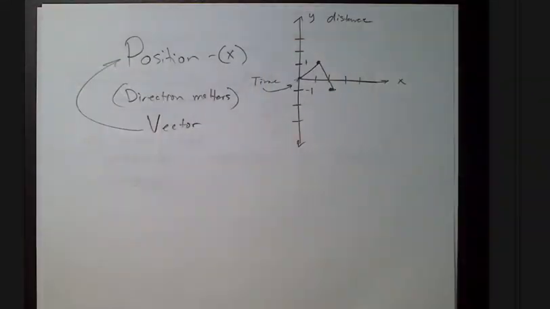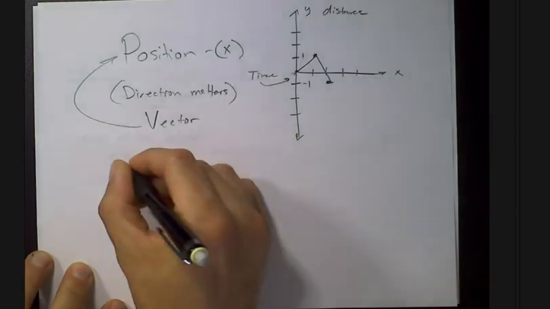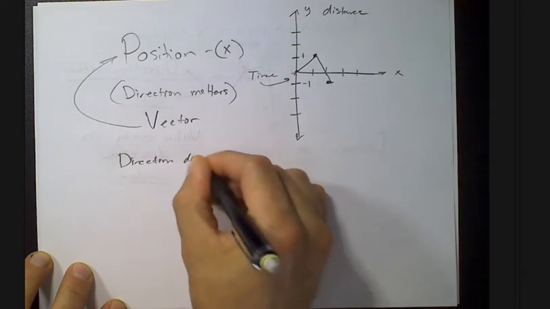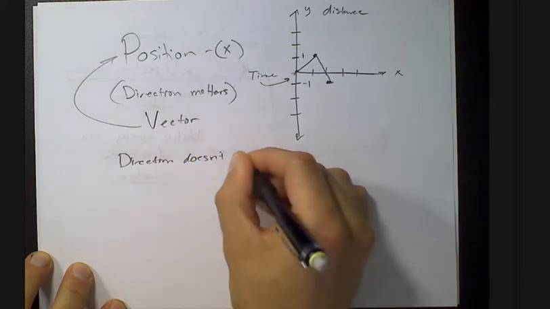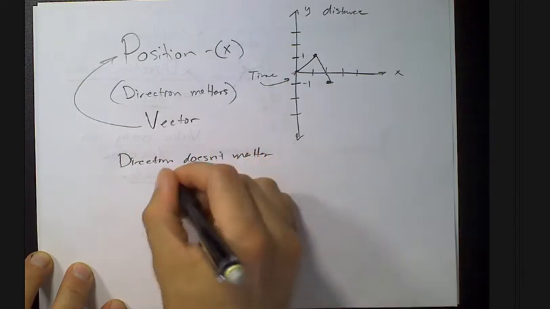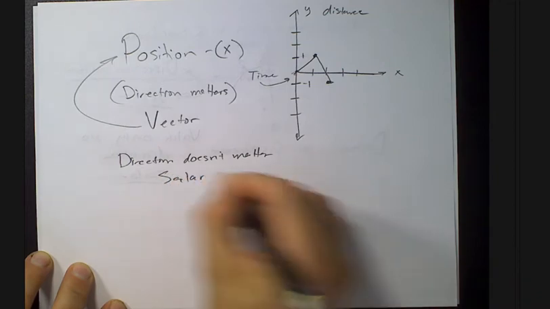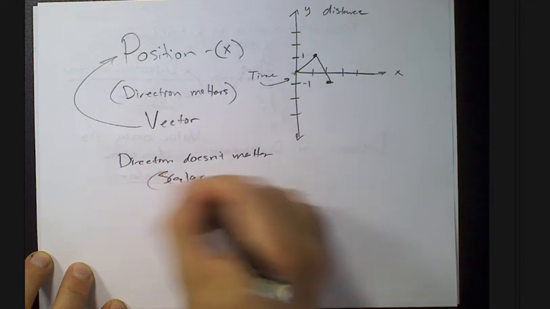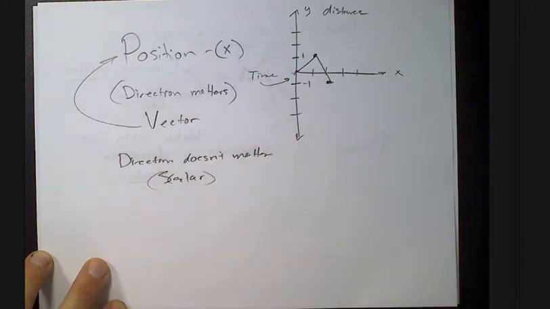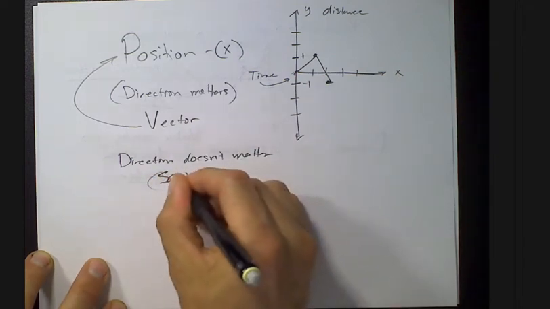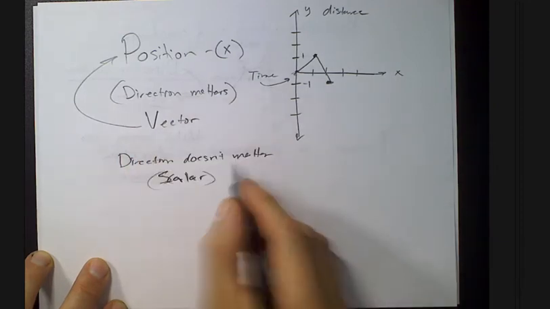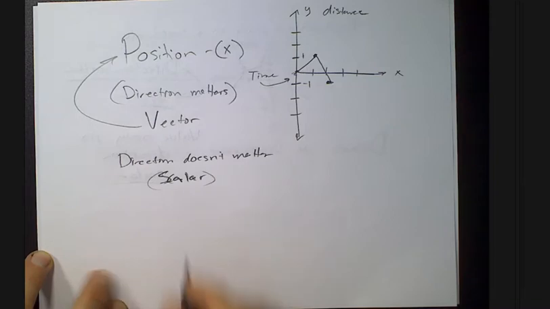So if direction does not matter, we call that scalar, okay? S-C-A-L-A-R, scalar, right? Sorry about the handwriting there. Scalar. Hopefully you guys can figure that out. So vector, direction matters. Scalar, direction does not matter.